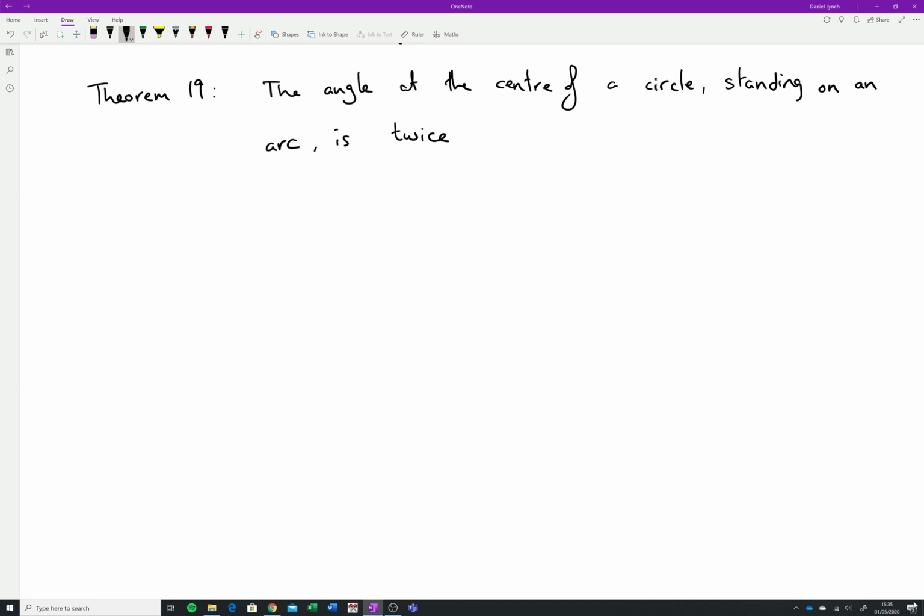And what it says is, okay, it's a long one. The angle at the center of an arc is... how will I rewrite it? Yeah, the angle at the center, no, it's not the center of the arc, it's the center of a circle, standing on an arc, is twice the angle at the circumference while standing on the same arc.